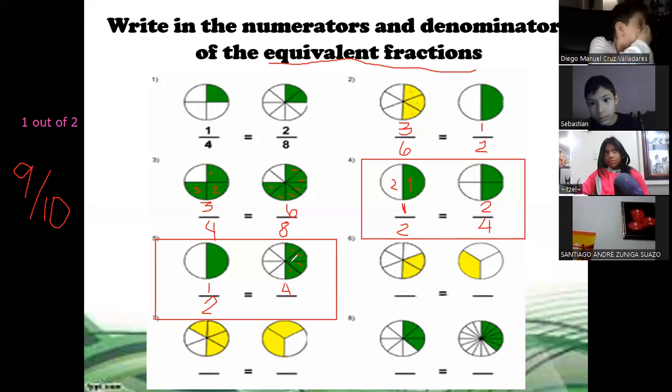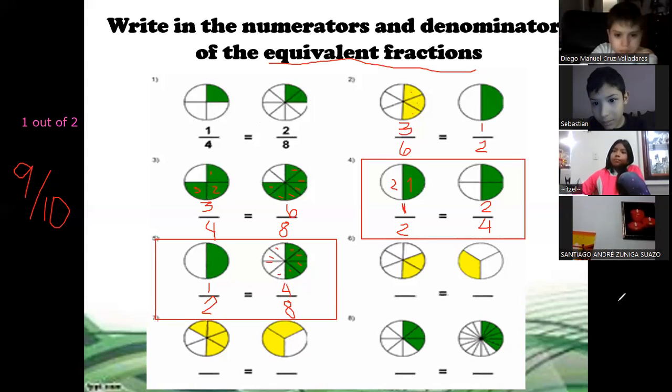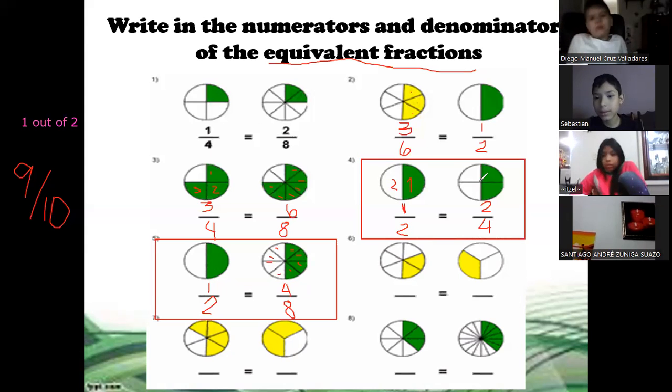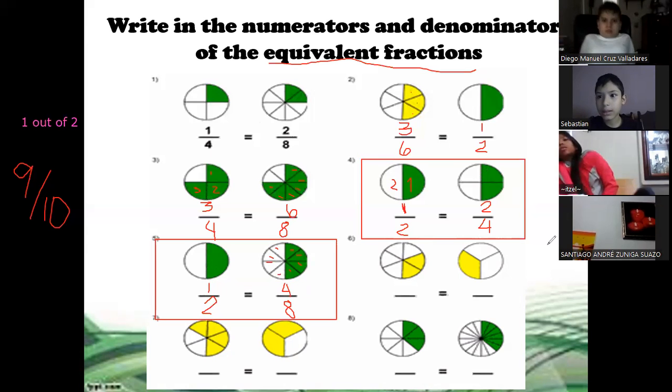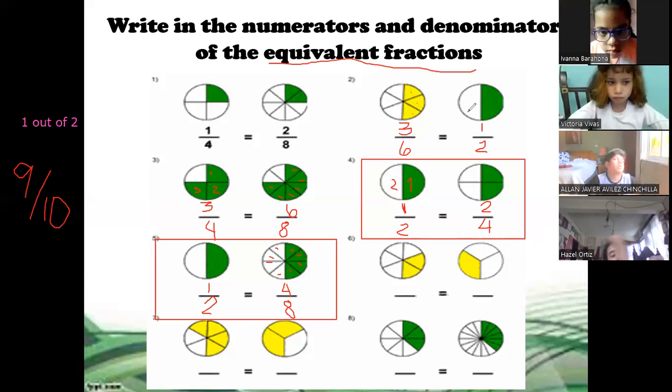And the denominator is all the pieces. There are 4 in color. So I continue counting 5, 6, 7, and 8. That denominator is 8. So I'm worried because many of you have no idea about this topic. And this is our last review. You have the exam on Monday.